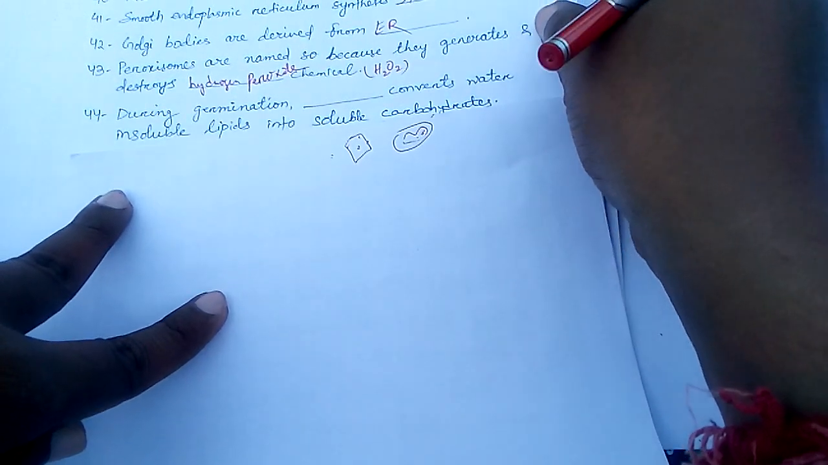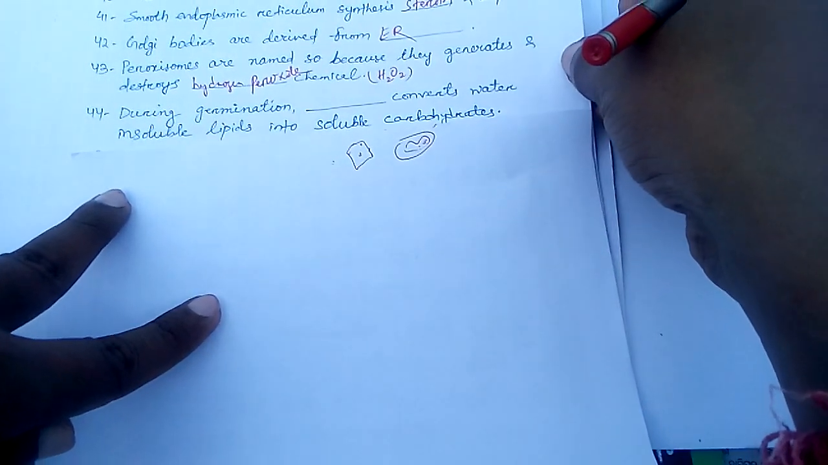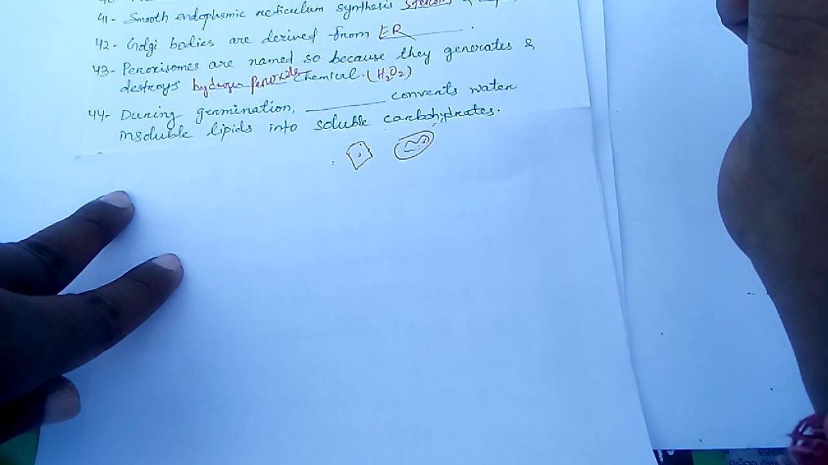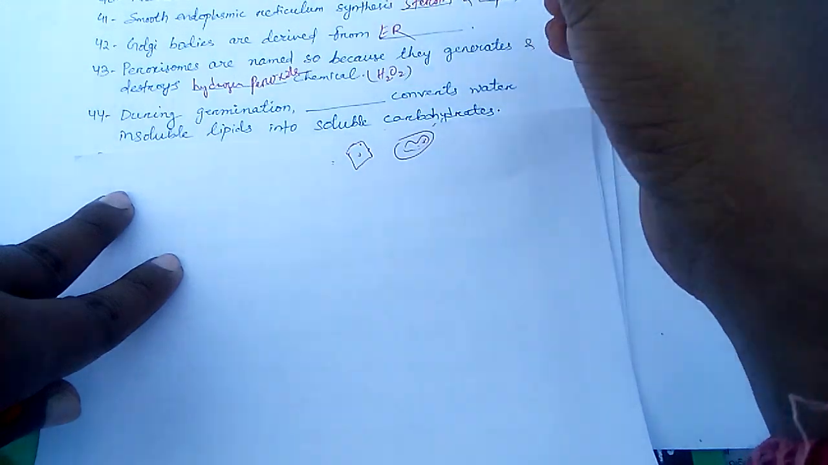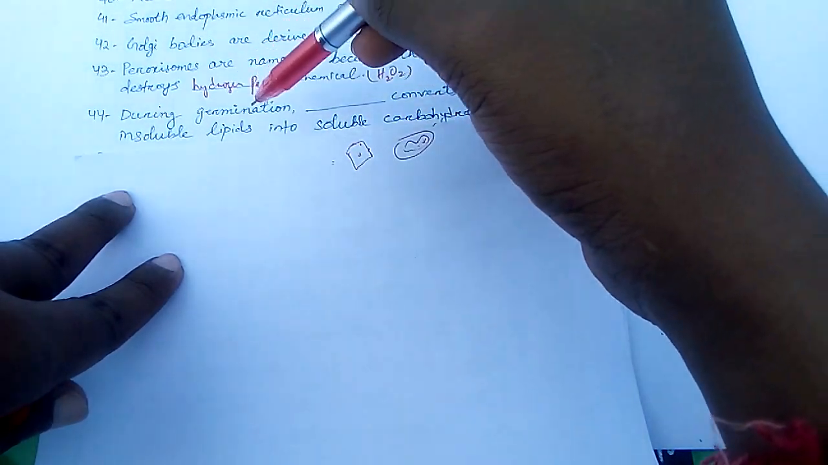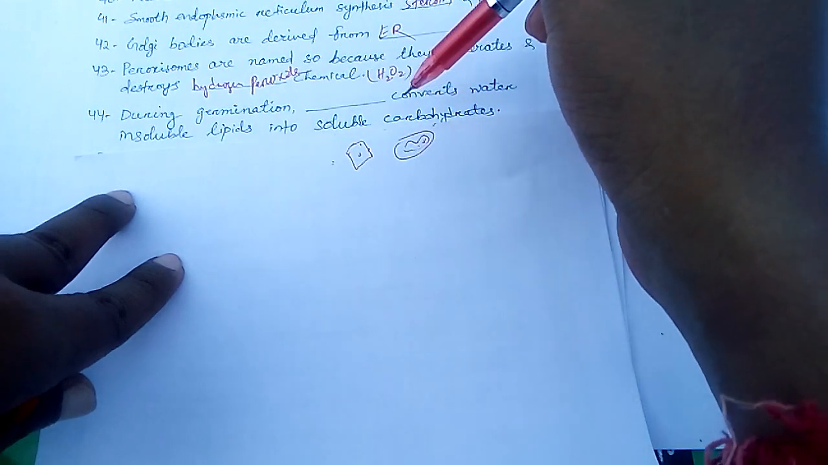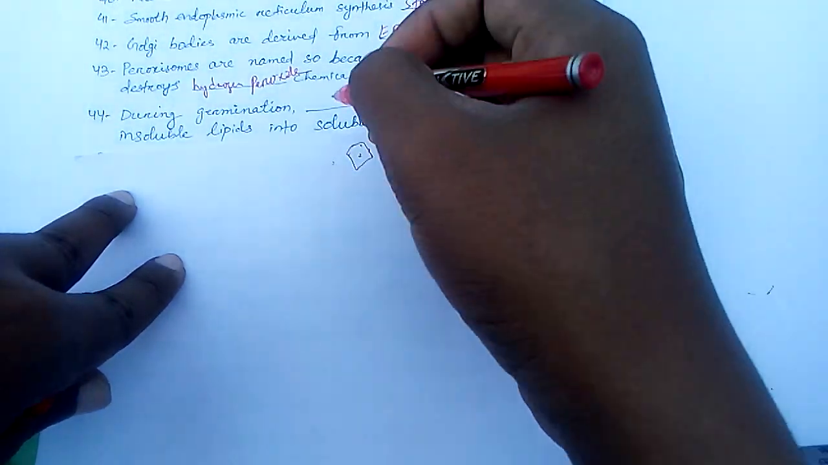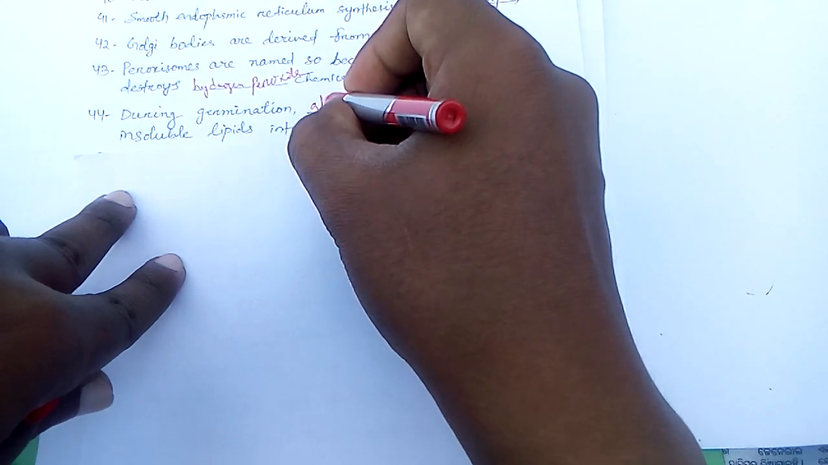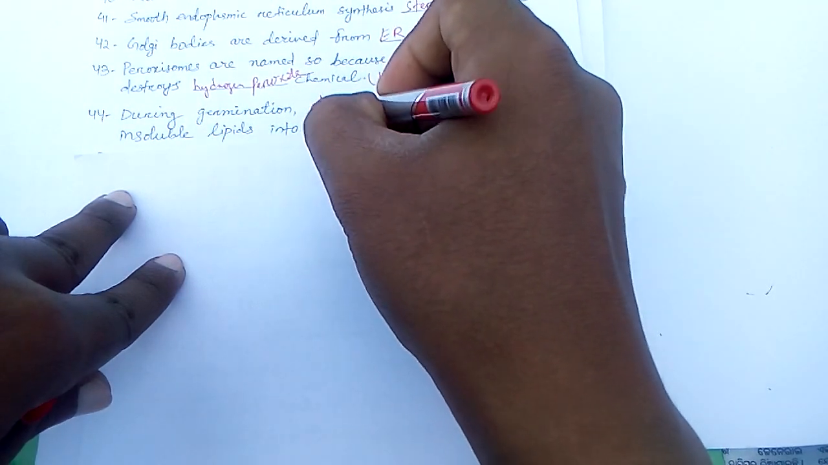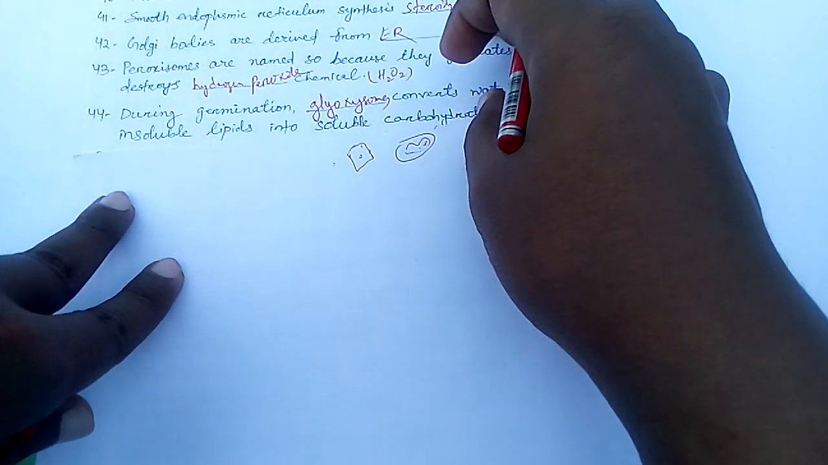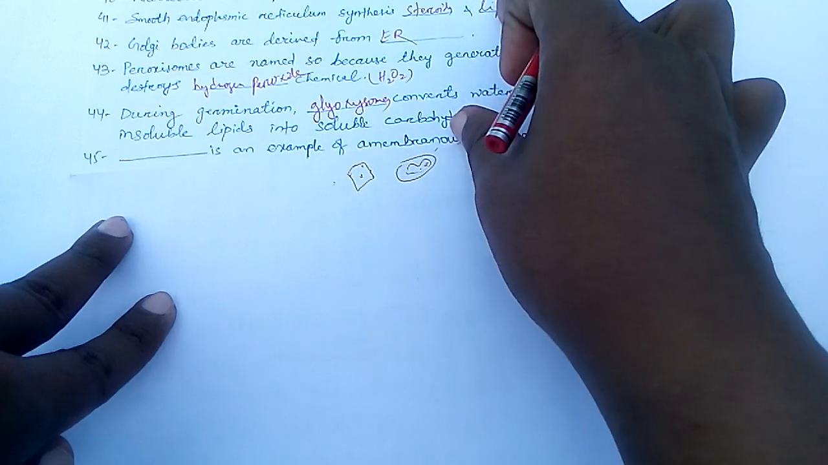Question number 44 then. During germination, dash converts water insoluble lipids into soluble carbohydrates. During germination, which organelle converts insoluble lipids to soluble carbohydrates? The correct answer is glyoxysome. Glyoxysomes convert insoluble lipid into soluble carbohydrate during the germination process.